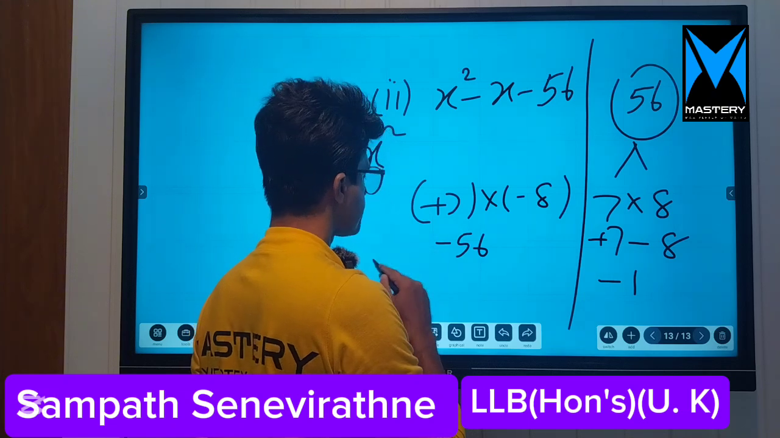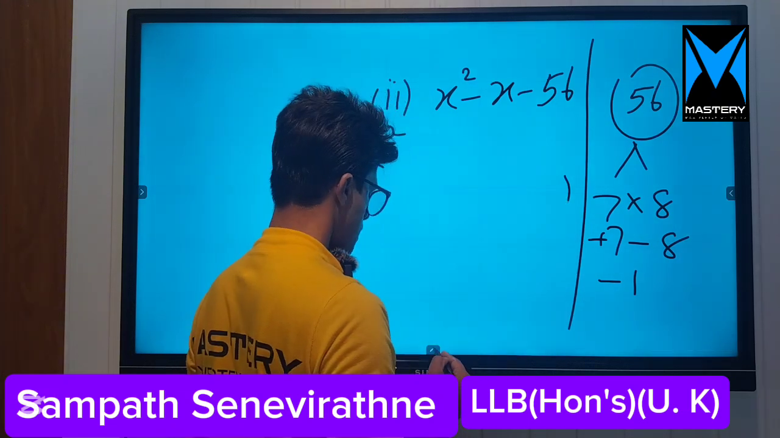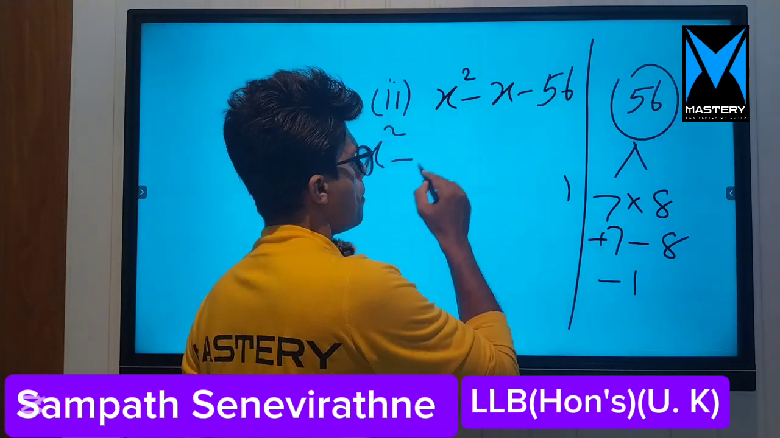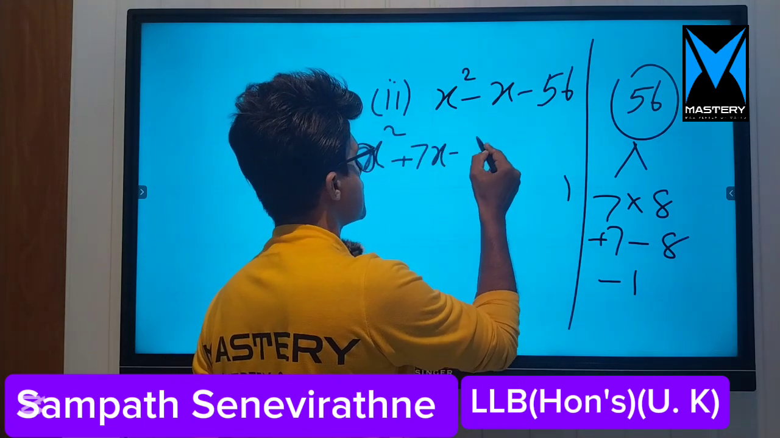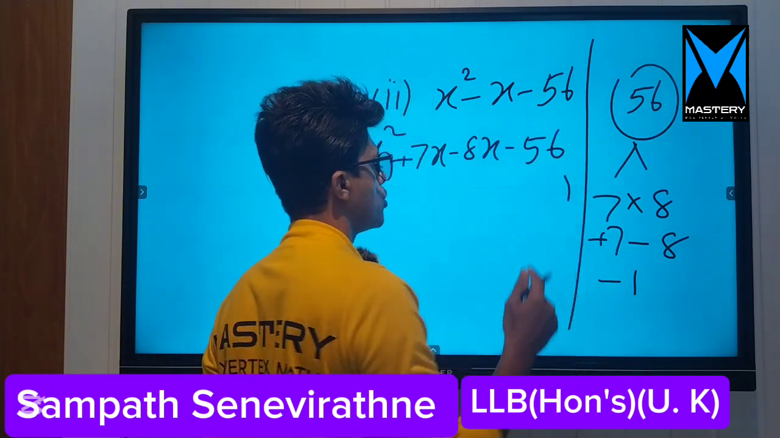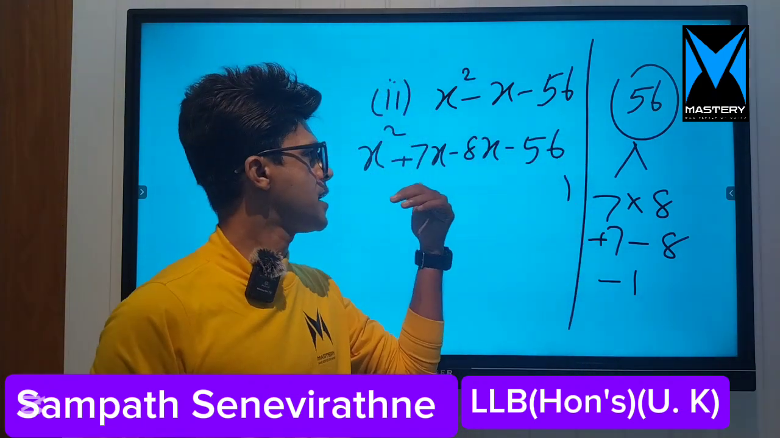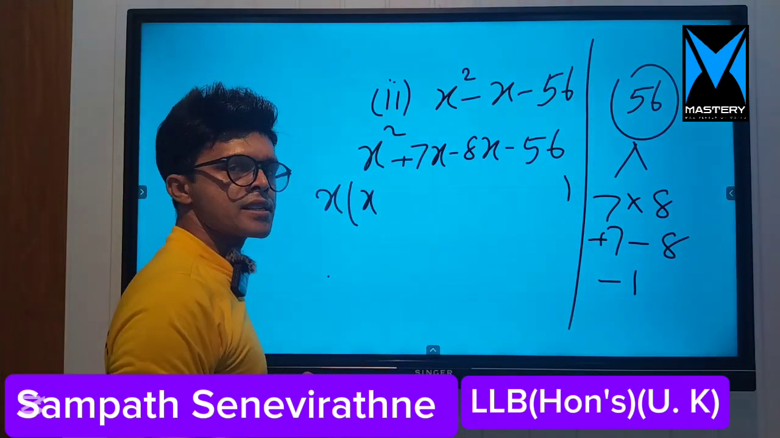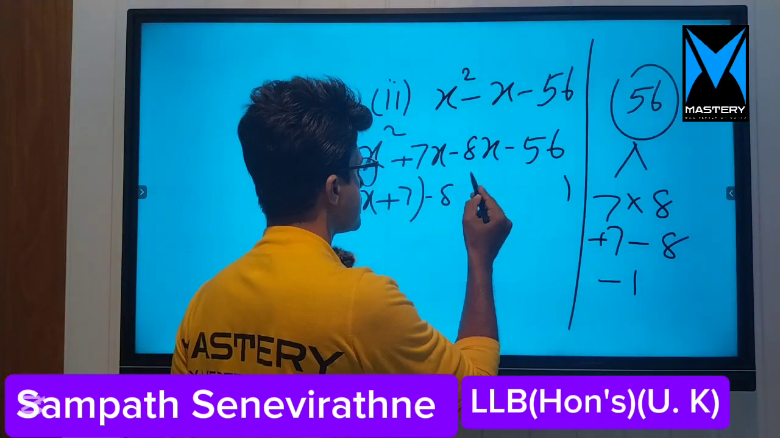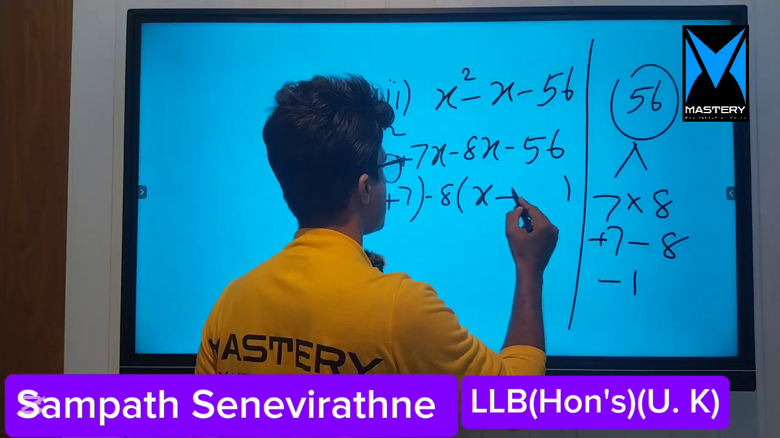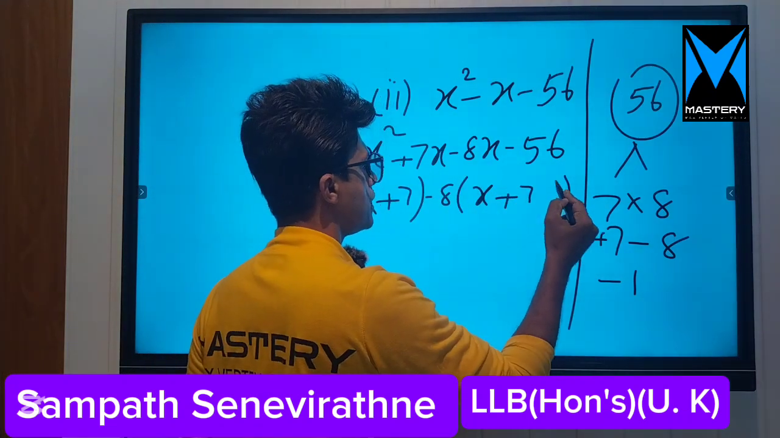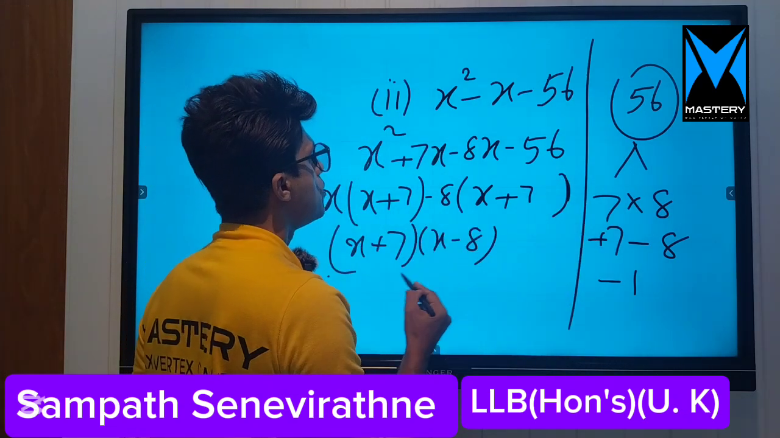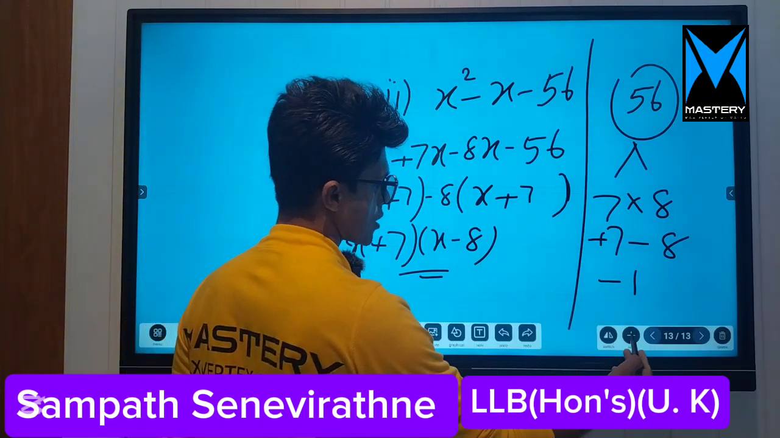So anyway, we could factorize this expression as x squared plus 7x minus 8x minus 56. You could change this, right? Minus 8x plus 7x. Anyway, now get the term x as a common factor, x into x plus 7. Here minus 8 as a common factor, then minus into minus plus, 56 upon 8 is 7. Then after that, x plus 7 into x minus 8. These are the factors of this quadratic expression.